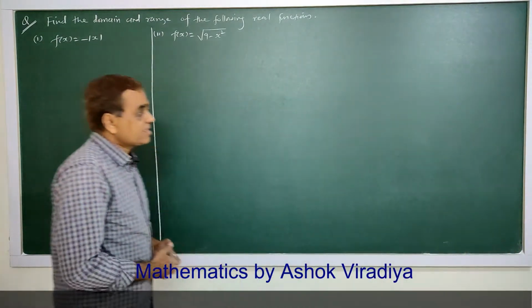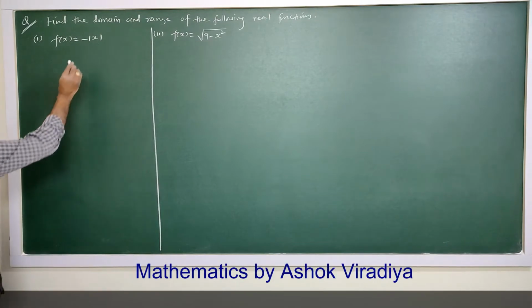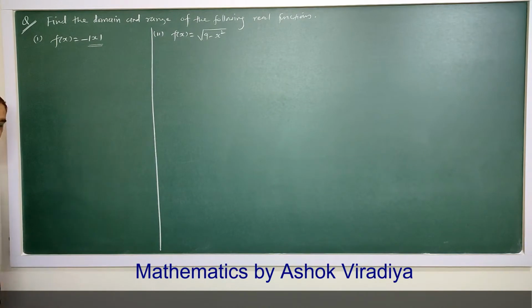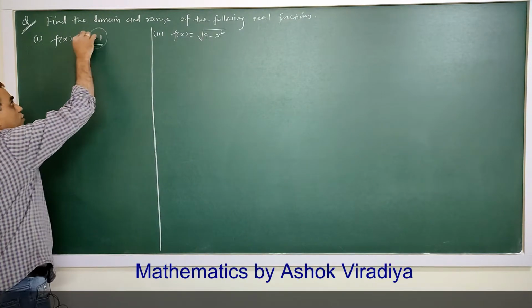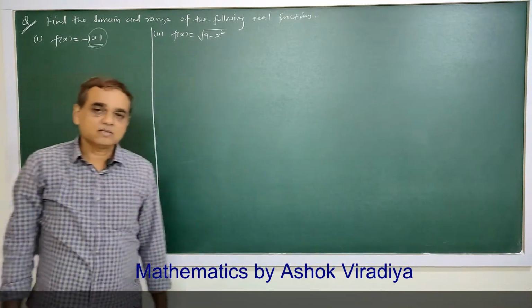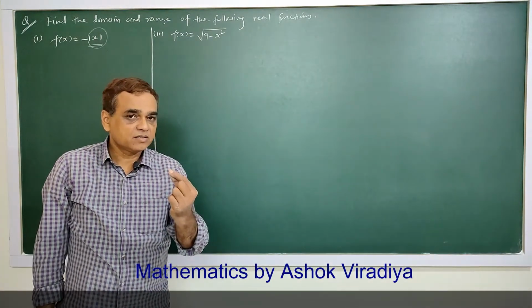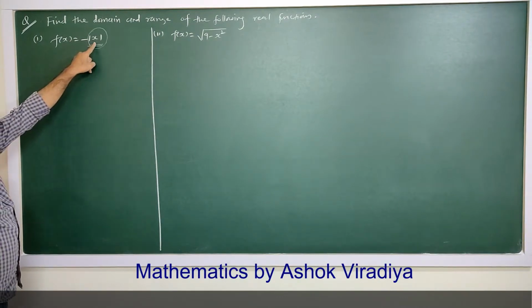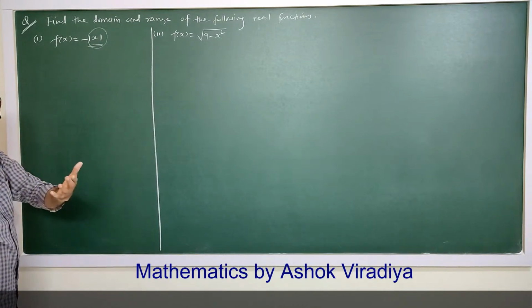Let us understand this in these examples. Find the domain. Here in this formula, this is minus of modulus x. Now we discuss that this part is modulus of x. The domain of a modulus function is R. For every real number, this is defined. Putting any real x, modulus x is defined.